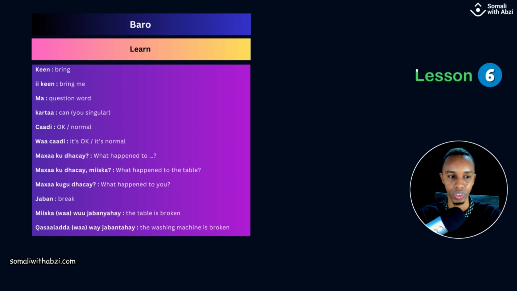So you say, can mobilka, can qalinka, can lacagta, yeah? And maybe if the people are strangers, so you should use a question word. Mobilka ma keeni karta, or mobilka ma ii keeni karta. But usually, most of the time, we just say the order. That's fine in Somali.